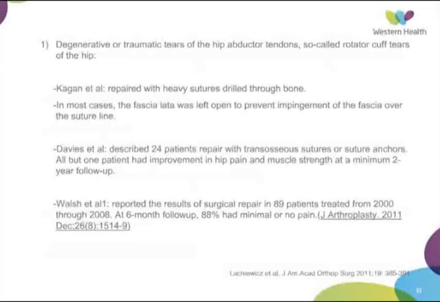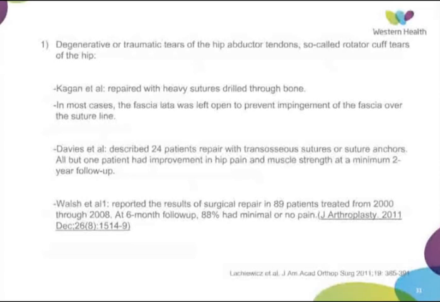In these cases, normally the tendons are repaired using very heavy sutures with transosseous sutures. In the ones that have been described in a study done by Kagan et al, they left the fascia lata open after the repair was done to prevent impingement of the fascia over the suture line. I'm not sure how helpful that will be. In the other studies, they haven't either mentioned it or they've closed the fascia.